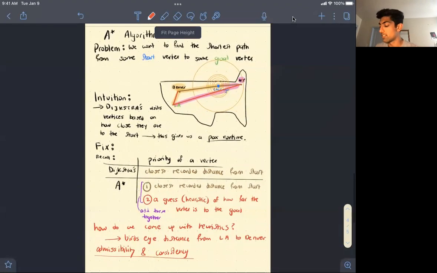The last thing to note is the A star algorithm is the exact same as Dijkstra's algorithm. The only difference is that the priority of a vertex has now changed. And in A star, we terminate when we get to the goal, right? So those are the only two changes. Just to recap, the priority of a vertex is the sum of these two, and we terminate A star upon getting to the goal. So yeah, hope you enjoyed building the intuition for the A star algorithm together.